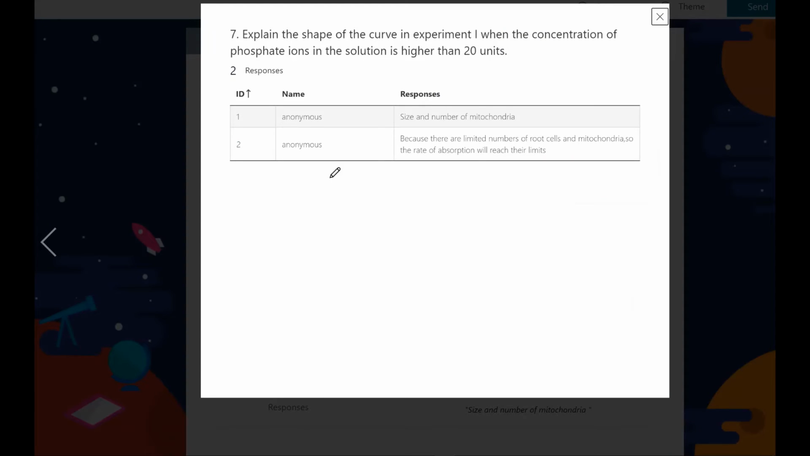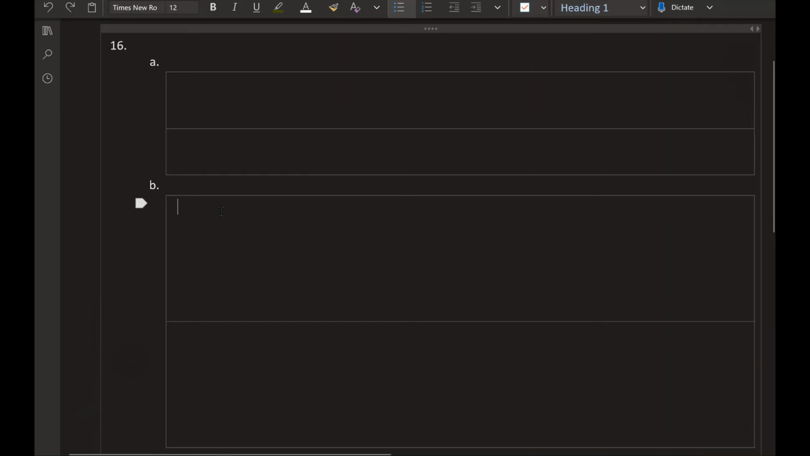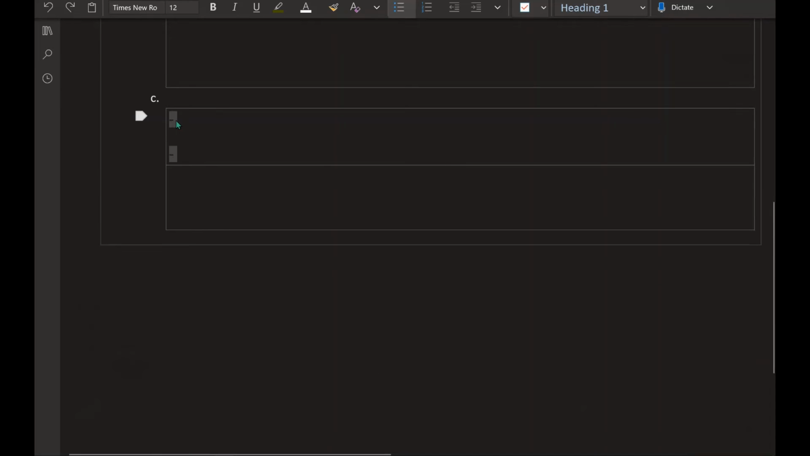Okay, so size and number of mitochondria. For size, I would prefer the surface area of the root cells. Number of mitochondria, okay, I can give you maybe 1 mark or 2 marks. Because there is a limited number of root cells and mitochondria, so the rates, okay, could be 2 marks. And I'll present the preferred answer or sample answer.